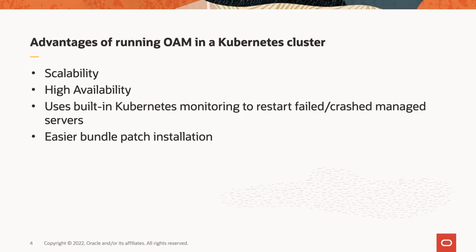And finally, patching. Instead of using the traditional approach of downloading a stack patch from MOS and using OPatch to apply it to the OAM installation, one simply edits the Kubernetes domain definition to identify the OAM image to use. Kubernetes will then do a rolling restart of each managed server, bringing it up with the new image.